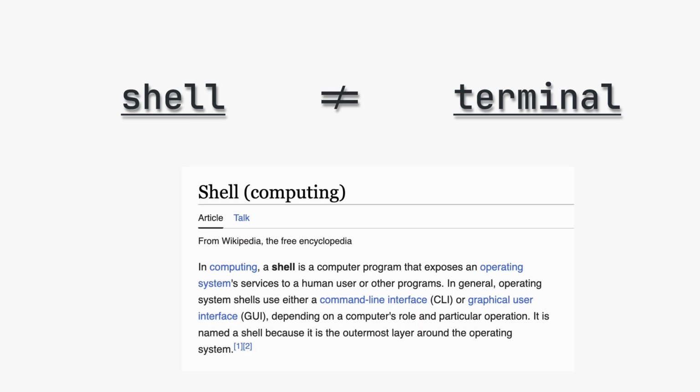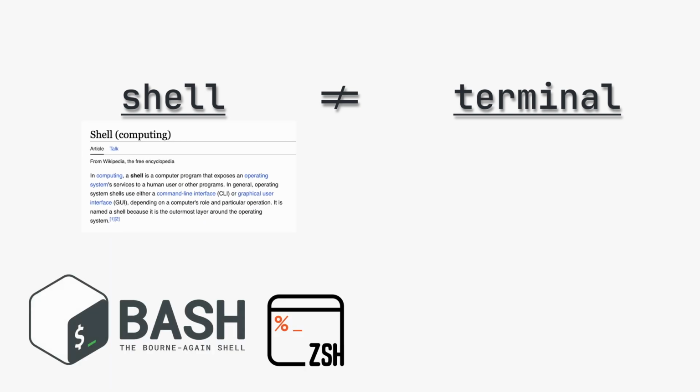Before we get started with the actual configuration, I want to clear up the terms shell and terminal. Although they're closely related, they're actually distinct programs on your computer. First, a shell is a computer program that exposes an operating system's services to a human user or other programs. In other words, a shell is a type of program that lets the user interact with the computer. Bash and zshell are examples of CLI shell programs. They take in your commands in the form of text, then execute it.